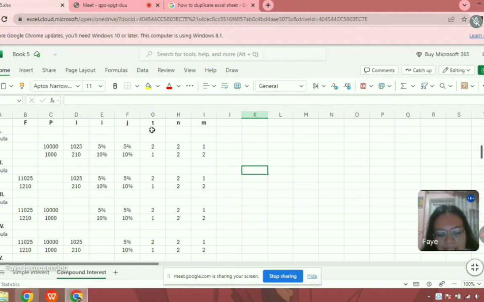T is the time. N is the total number of compounding periods, m times t. And then m is the number of compounding periods per year. So like you have annually, which is 1, semi-annually, which is 2.